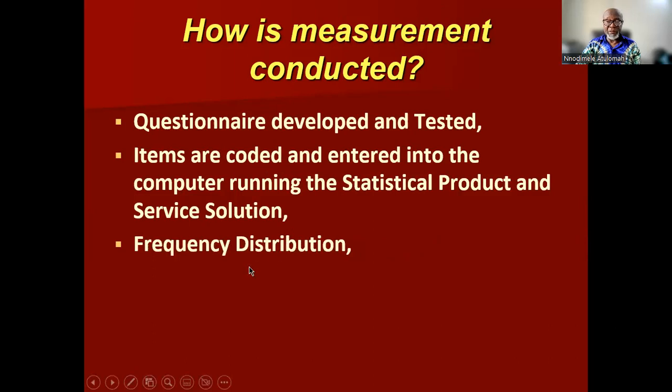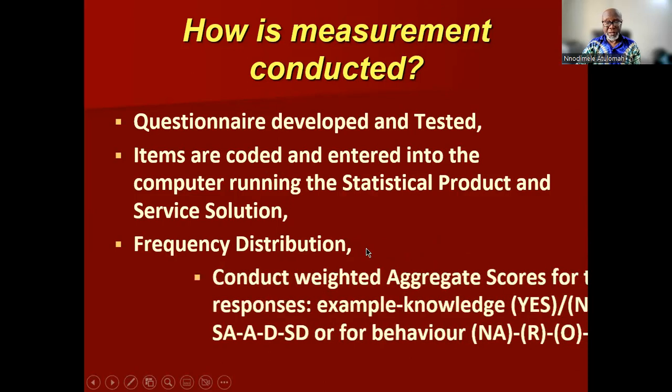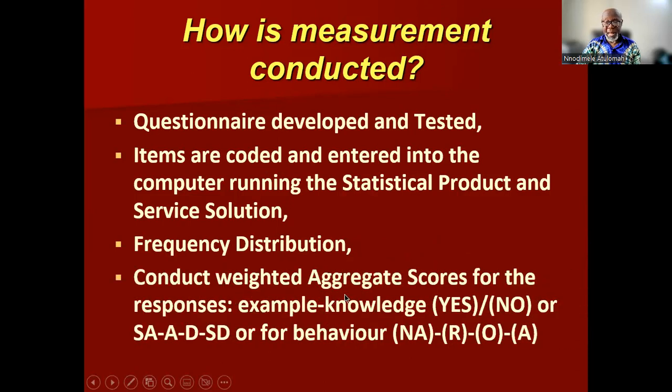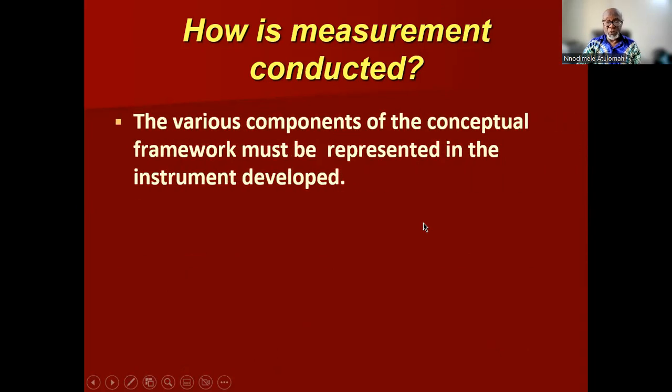And then frequency distributions are conducted. After that, we now conduct weighted aggregate scores of the responses. For example, when we're looking at knowledge, yes and no, or strongly agree, agree, disagree, and strongly disagree, or the behavior: not at all, rarely, occasionally, and always, then we're going to assign numbers, codes, right? We're going to assign codes to represent those in their grades.